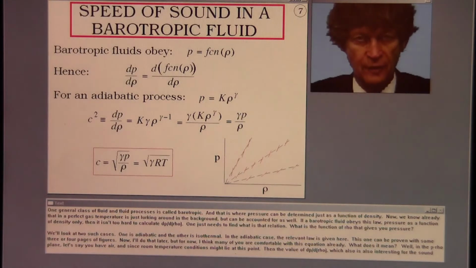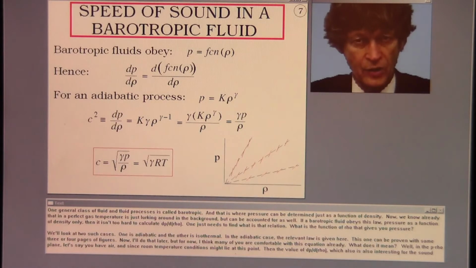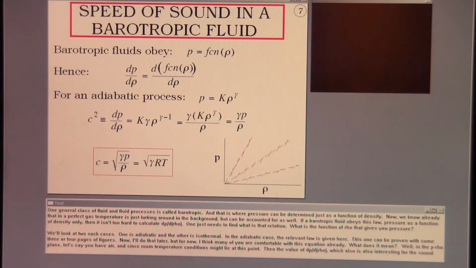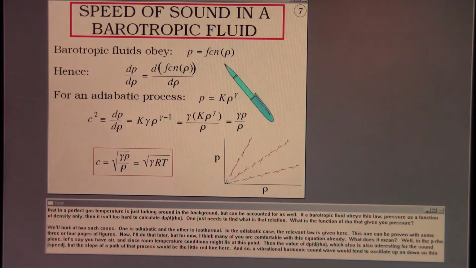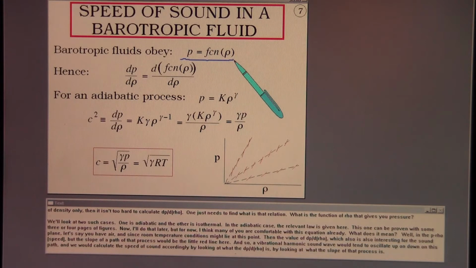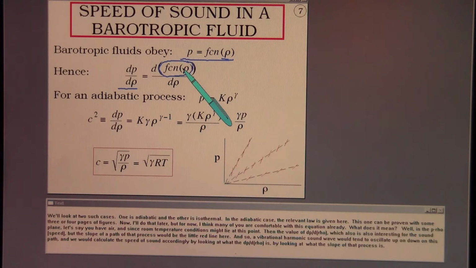One general class of fluid and fluid processes is called barotropic, and that's where pressure can be determined just as a function of density. Now, we know already that in a perfect gas, temperature is lurking in the background, but it can be accounted for as well. If a barotropic fluid obeys this law, pressure is a function of density only, then it isn't too hard to calculate dp d rho. One just needs to find what is that relation. What is the function rho that gives you the pressure? We'll look at two such cases. One is adiabatic, the other is isothermal.